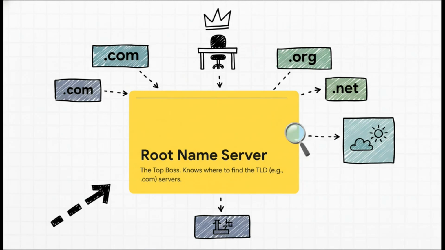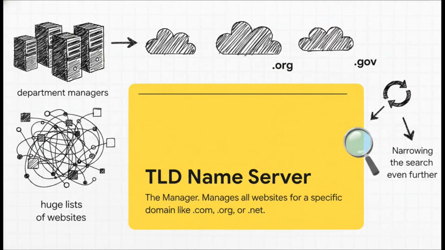This is the CEO, the top boss. It has no idea where weather.com is, and it doesn't need to. Its only job is to know who manages the different departments, like the server for all the .com websites, and to point our investigator in the right direction. So the root server points us to the department managers, the TLD, or top-level domain name servers. There's a manager for the entire .com department, there's another one for .org, another for .gov, you get the picture. They manage these huge lists of websites, but they still don't have the final answer themselves. Their job is to just narrow the search down even more.